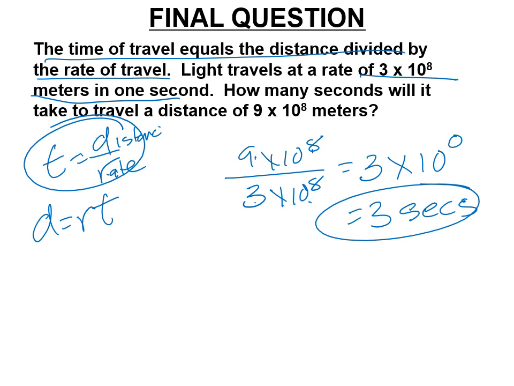So in 2 seconds, it goes 6 times 10 to the 8th. In 3 seconds, it goes 9 times 10 to the 8th. How far would it go in 4 seconds? 12 times 10 to the 8th. But 12 times 10 to the 8th is not in scientific notation, but it is equal to that.